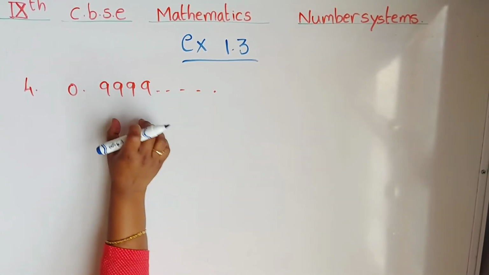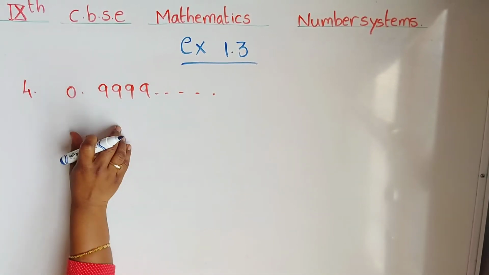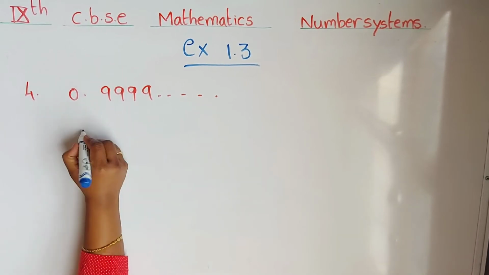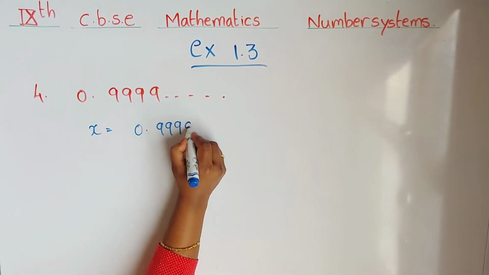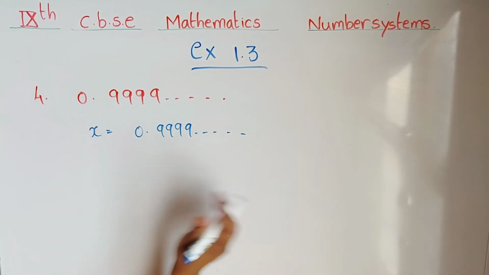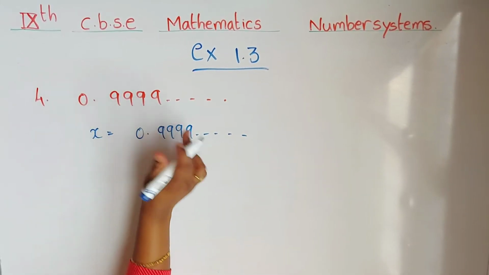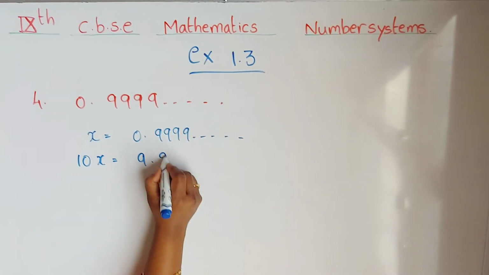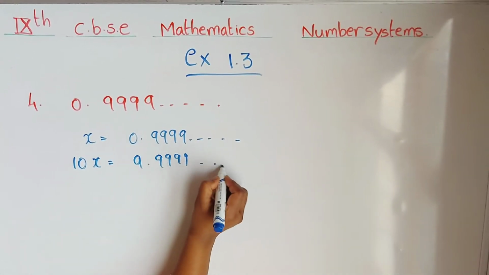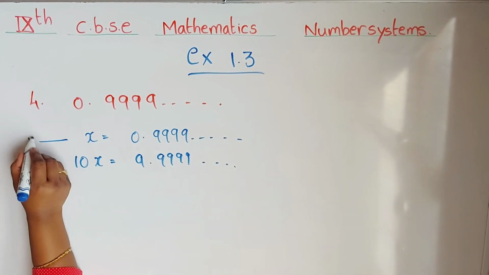0.999 and so on. That means 9 only is repeating here. We have to change it into the form of P by Q. Let x be the value 0.999 and so on. Here one number only is repeating, so I am multiplying with 10. 10x equal to 9.9999 and so on. So this is the first statement.